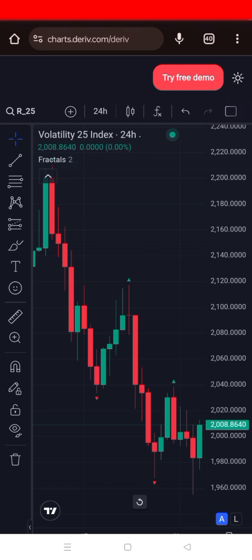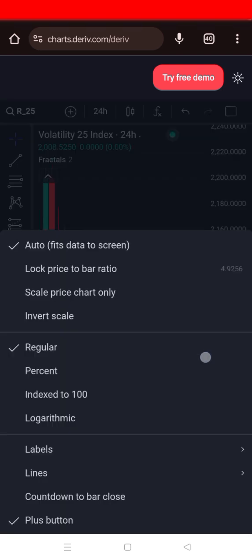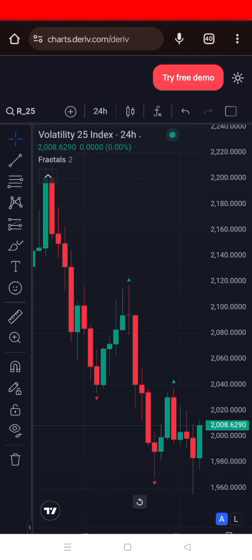You can see how it prints itself. We have the up fractals using the green, and we have the red fractals as it is shown. I guess most of you have been using this Williams fractal. If you have come across it, that's how you will put it. You press the FX and then search your indicator, the Williams fractal. We will not be changing anything, it will just remain at default.